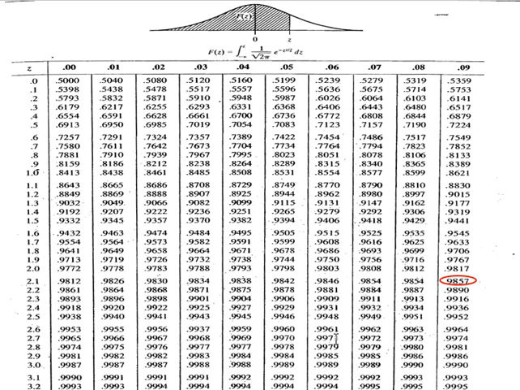So this is the Z table. The values inside the table are cumulative probabilities, or cumulative frequencies. Each Z value in the table has a cumulative probability. Clear? Now you may have seen this table in statistics.